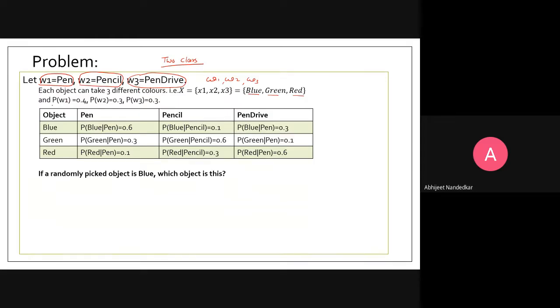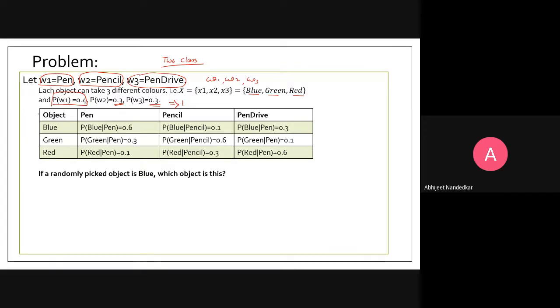Now, as per our knowledge, we have the probability that in a given set of objects, 0.4, that is 40% of the objects are pens, 30% of the objects are pencils, and 30% of the objects are pen drives. So the total is 1. You can note down. Right.